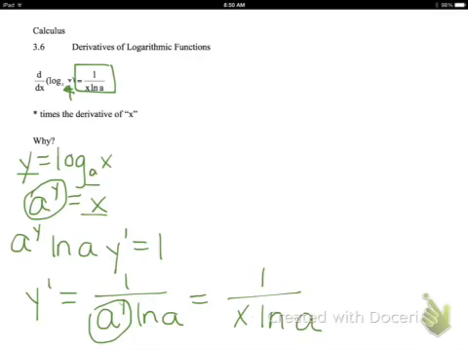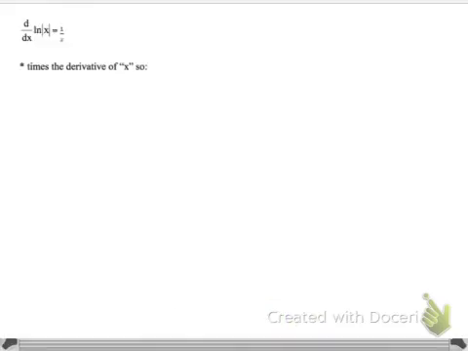Now again, if this isn't just x, you're going to have to multiply it by whatever the derivative of that is. So let's do some examples. Then I have the derivative of natural log of x. The derivative of natural log of x, or natural log of absolute value of x, is just 1 over x. You do not need the natural log part in the denominator because the natural log of e is just 1. Okay? So those are your derivatives of both of them, the derivative of log and the derivative of natural log. And in both cases, you're going to multiply by the derivative of the inside.